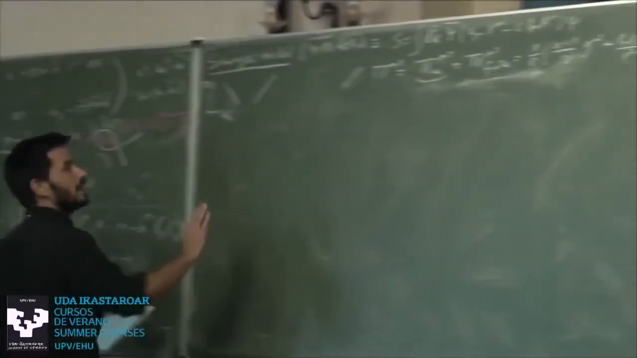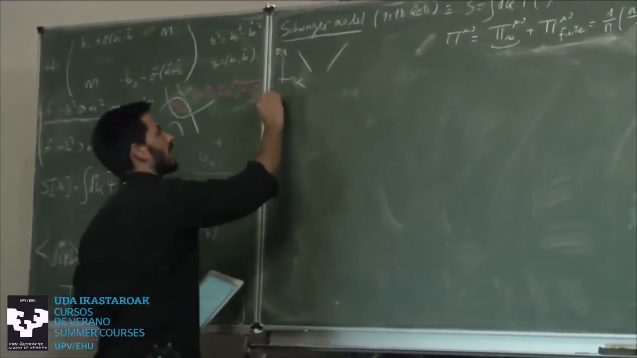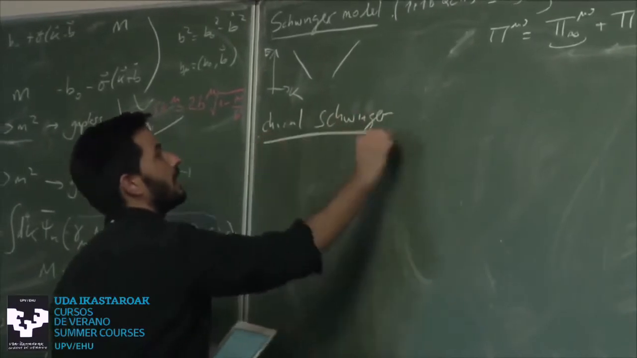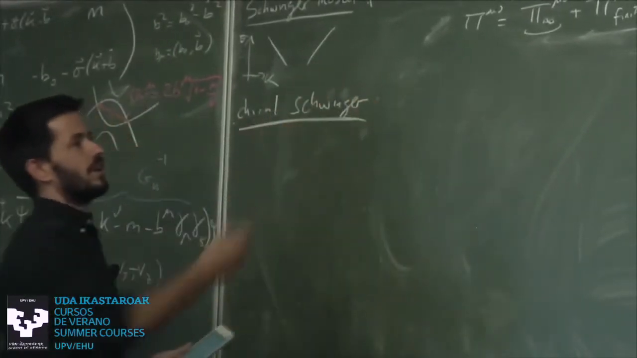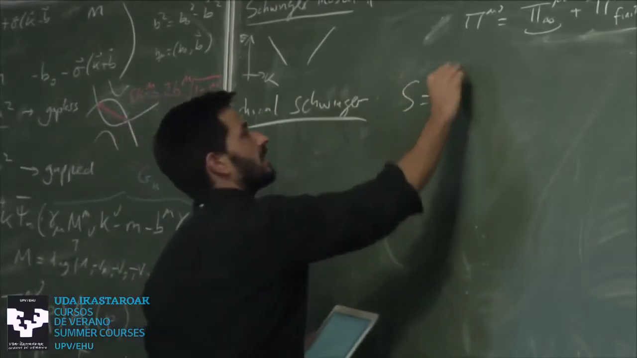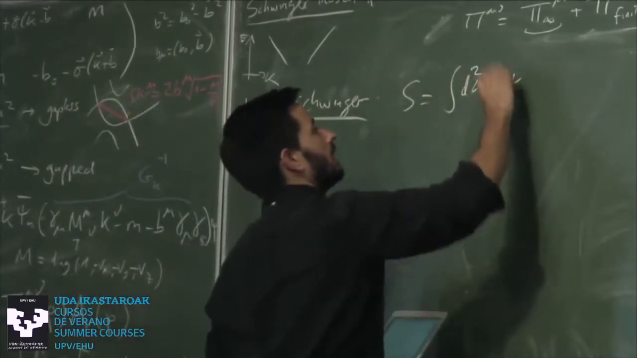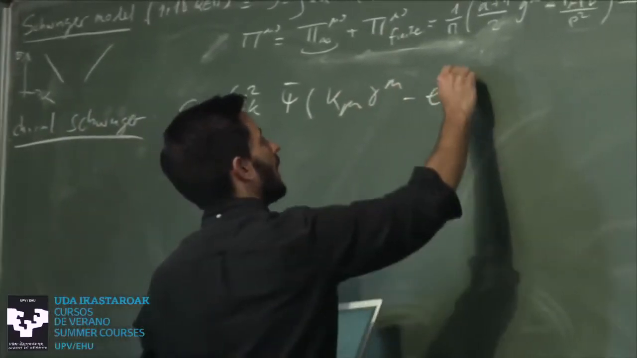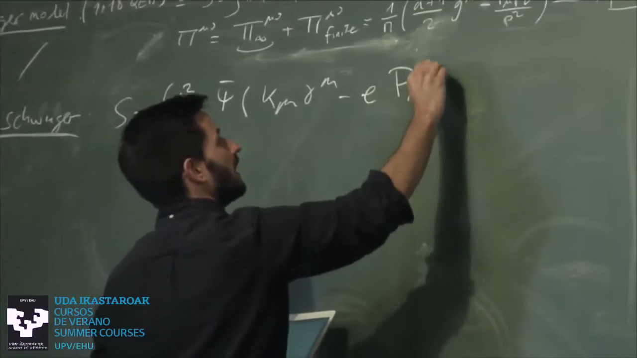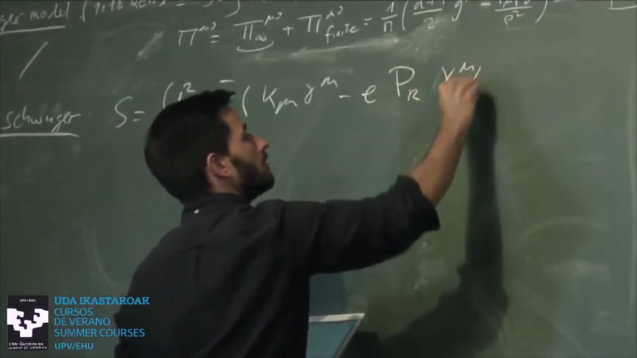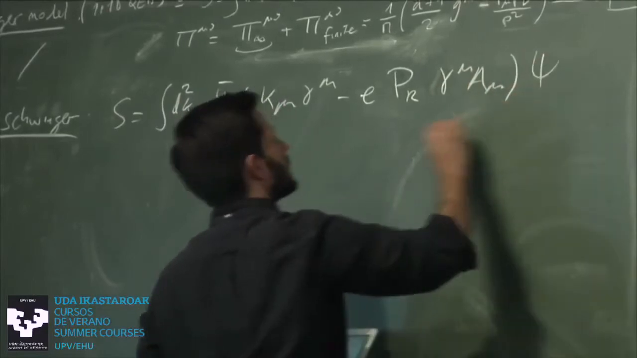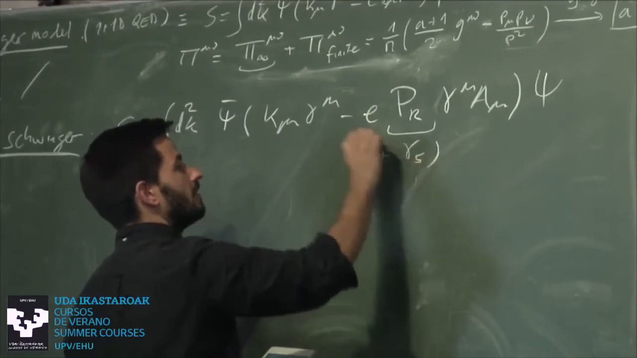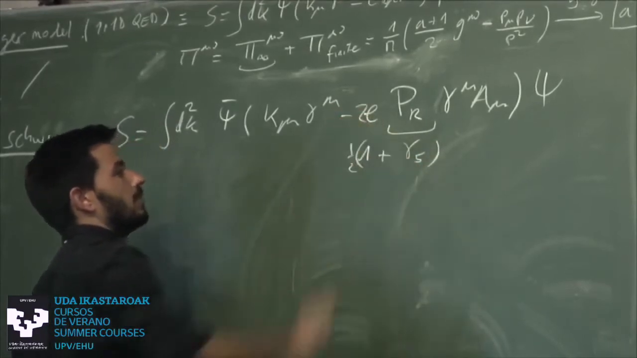Okay, so now I'm going to go on and consider what's called the chiral Schwinger model, which is a very simple variation of this. It's basically the same thing, but now I'm going to have a projector in the middle, with the A, gamma mu, A mu, psi. So this thing is, remember, (1 plus gamma 5) over 2. Maybe I'll put a 2 here.